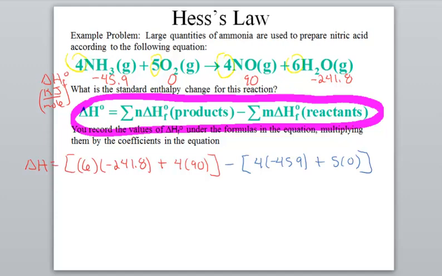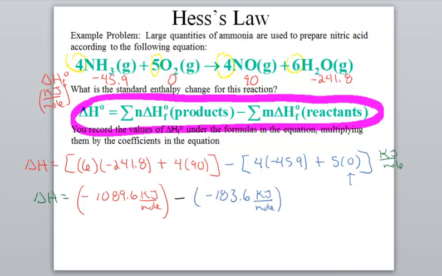In red are the potential energies of all the products. In blue are the potential energies of the reactants. I know oxygen was 0, and you don't have to show that if it's 0, but we're just learning it, so it's a good thing to do at this point. And the units are kilojoules per mole.